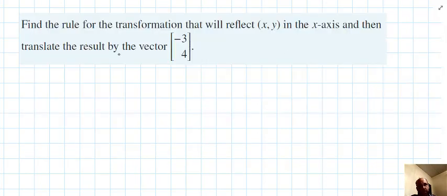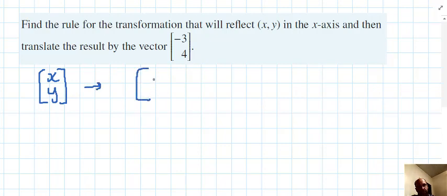Okay, so let's find the rule for the transformation that will reflect x, y in the x-axis and then translate that result by -3, 4. So we start off with a column matrix x, y, and let's reflect that now in the x-axis. So we write that transform first.